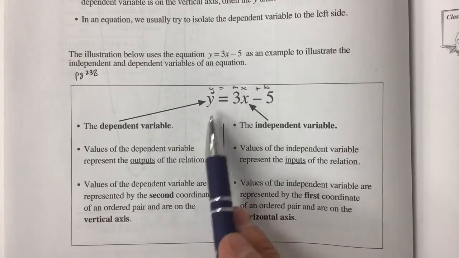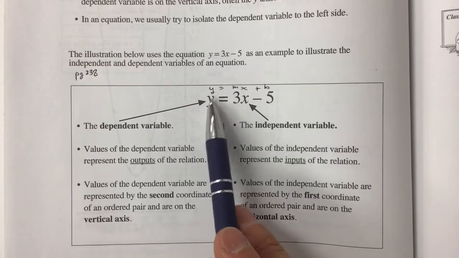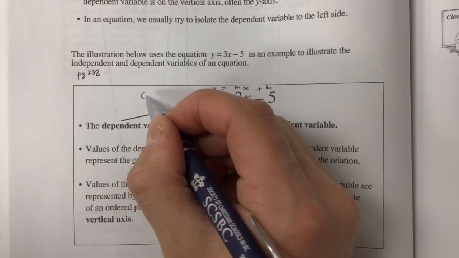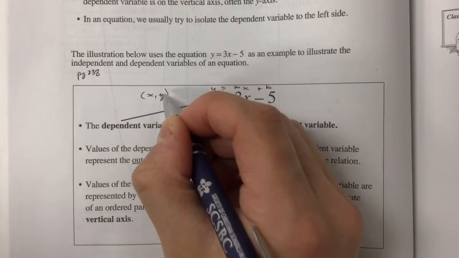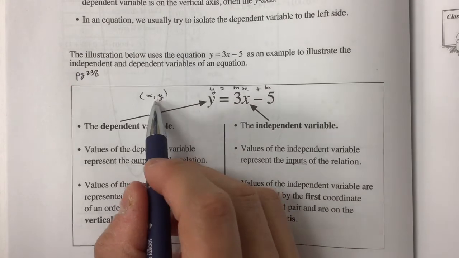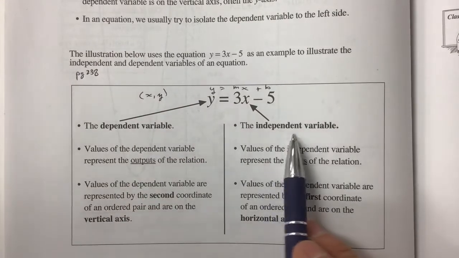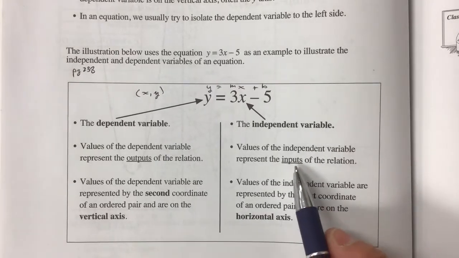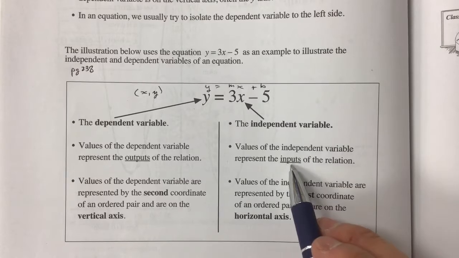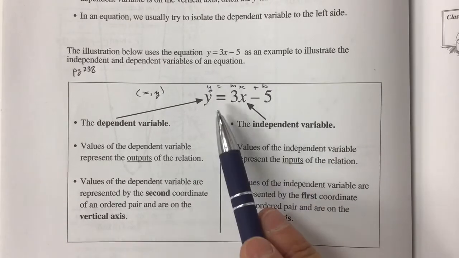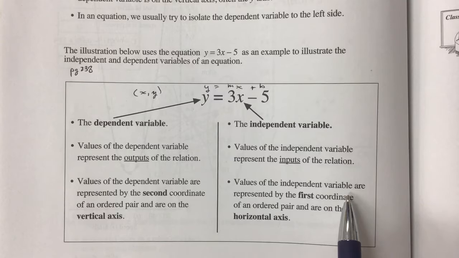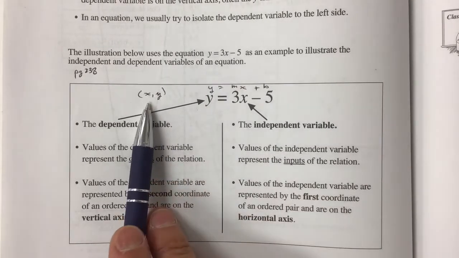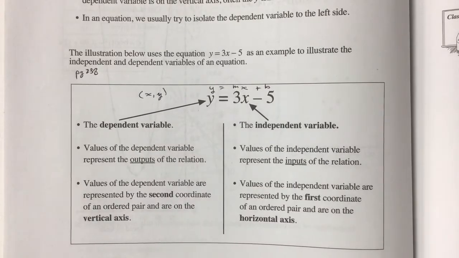Now values of our dependent variable of y are represented by the second coordinate of an ordered pair and are on the vertical axis. So if I have a coordinate x, y, this is my dependent variable. The independent variable x, this is the input value or the input variable. So if I change my input, that's going to change the output. And the value of the independent variable is going to be located as the first value in our coordinate and is usually on the horizontal axis.